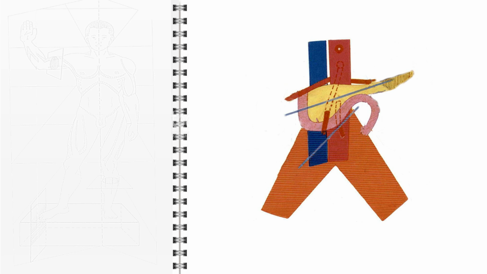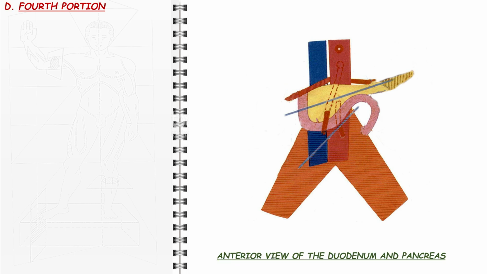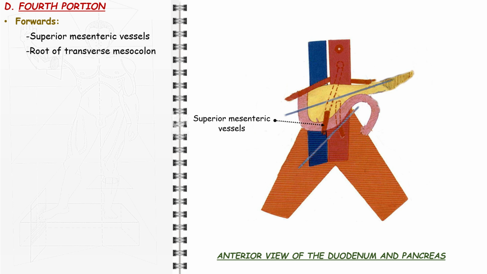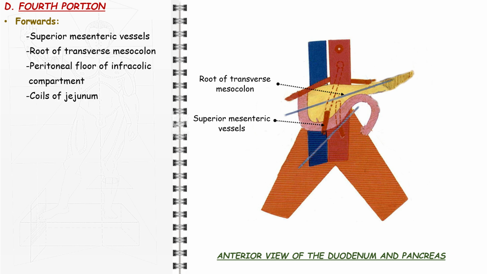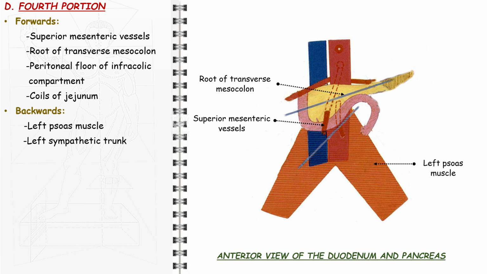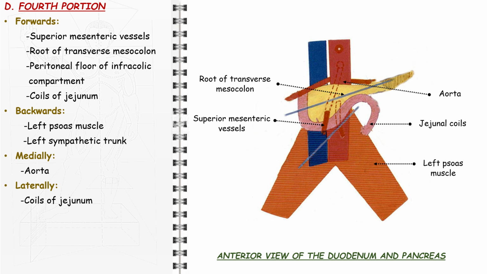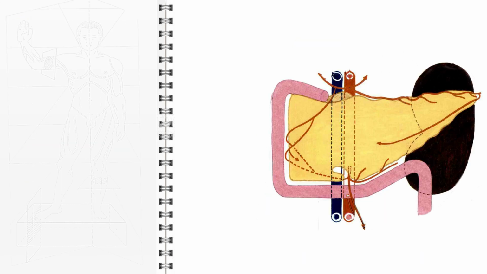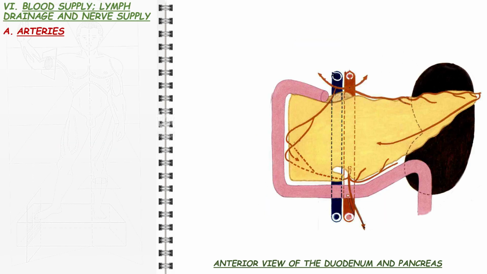The fourth portion of the duodenum lies between, forwards from the back to the front, the superior mesenteric vessels, the root of transverse mesocolon, the peritoneal floor of infracolic compartment and coils of jejunum, backwards, the left psoas muscle, the left sympathetic trunk and the left gonadal vessels, medially, the aorta and the root of mesentery, laterally, the left kidney and coils of jejunum. At the duodenojejunal flexure, the paraduodenal fold is raised by the inferior mesenteric vein and the left superior colic artery. Most of the duodenum is supplied by the pancreaticoduodenal arteries.